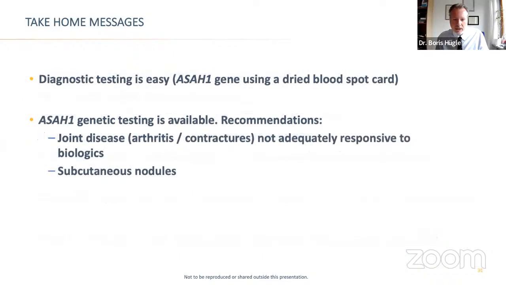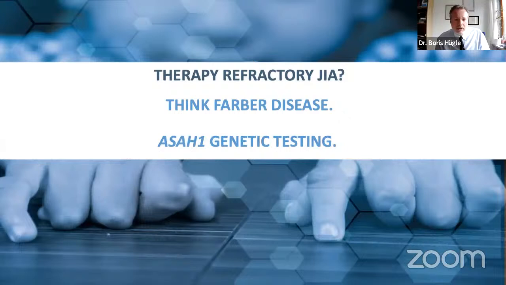I think I'm already out of time, so I'm just going to stress this again. Diagnostic testing is easy. The ASAH1 gene really only needs a dried blood spot card, and it is available in patients with joint disease who do not respond to biologics, especially if they have nodules. Next slide. Think genetic testing. Next slide.